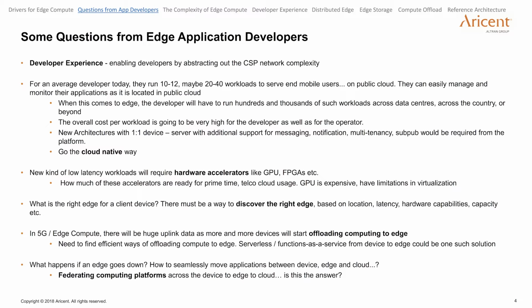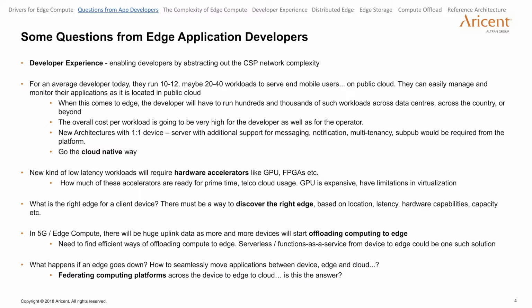Finally, what happens if the edge goes down? This is a question which I repeatedly hear from developers. I'm running and the edge goes down. The connectivity to the public cloud is gone, or the connectivity to the internet is gone. Can we move the application somewhere? It's a stateless application. Can I launch it somewhere else immediately and get the device to connect to it? I don't know the answer.